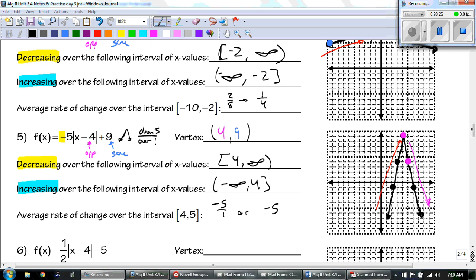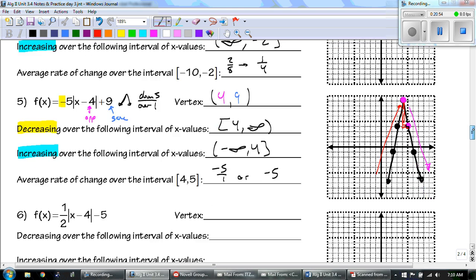Okay, so there's my function for 5. Our vertex was 4, 9. We were going down 5 over 1. From 4 to infinity, we were going down. We were decreasing from 4 to infinity, and from negative infinity to 4 it's going up. And then if you check from the x values they talked about, 4, 5, we were going down 5 over 1. Okay?